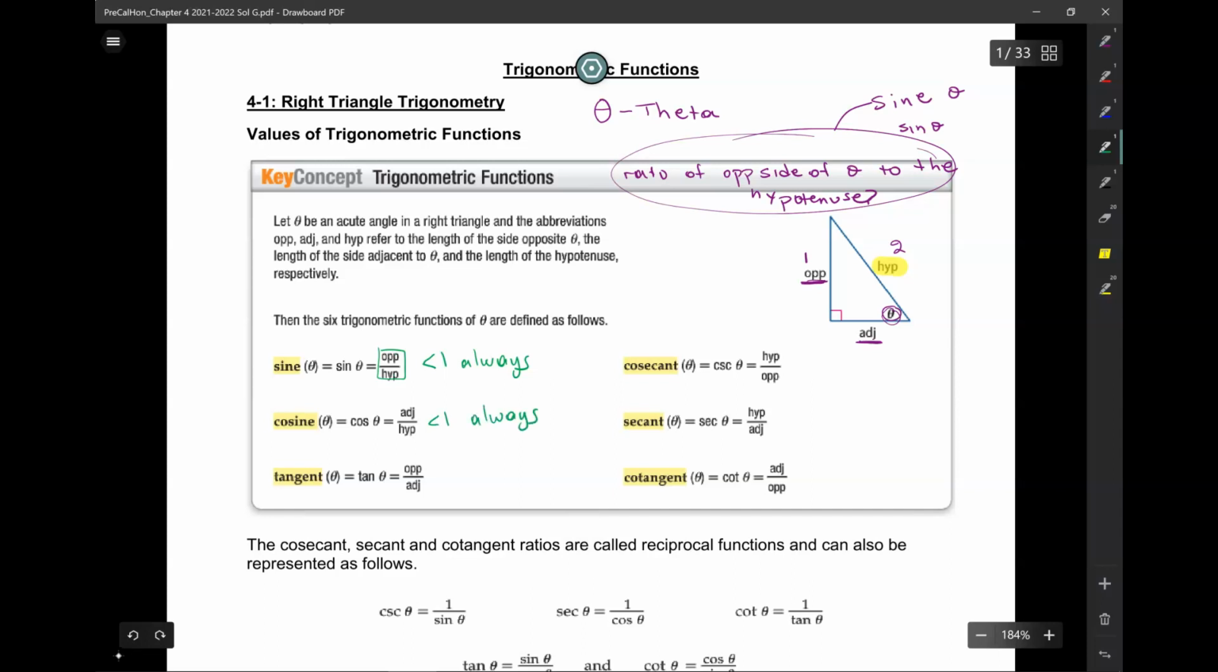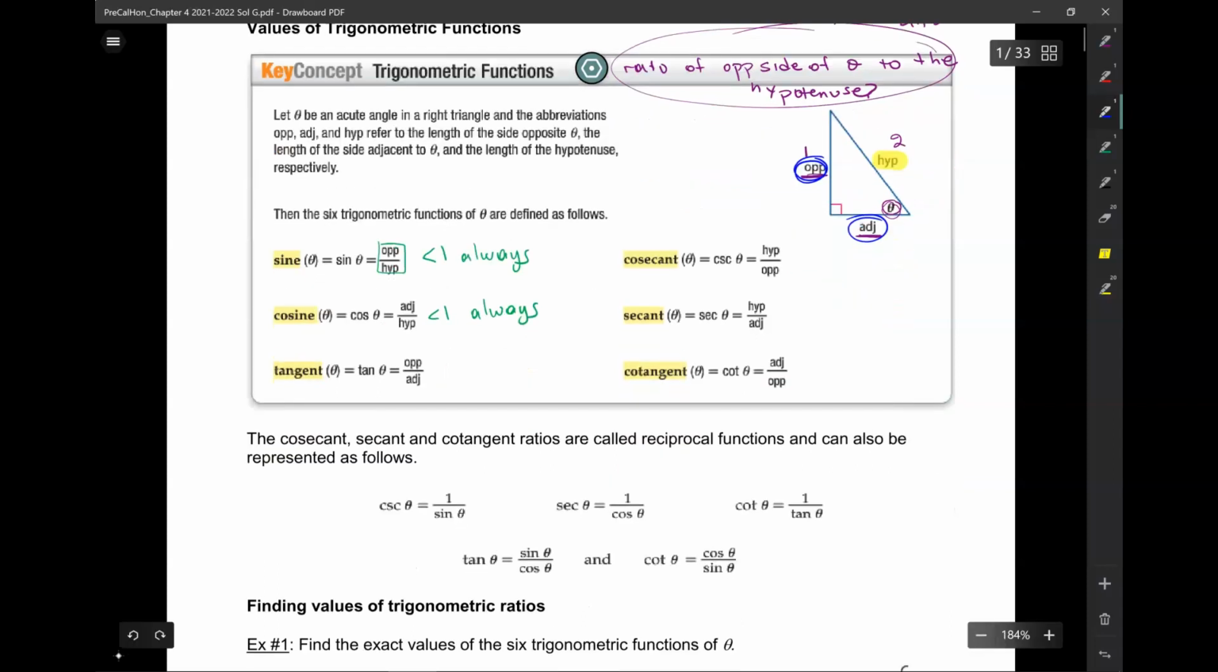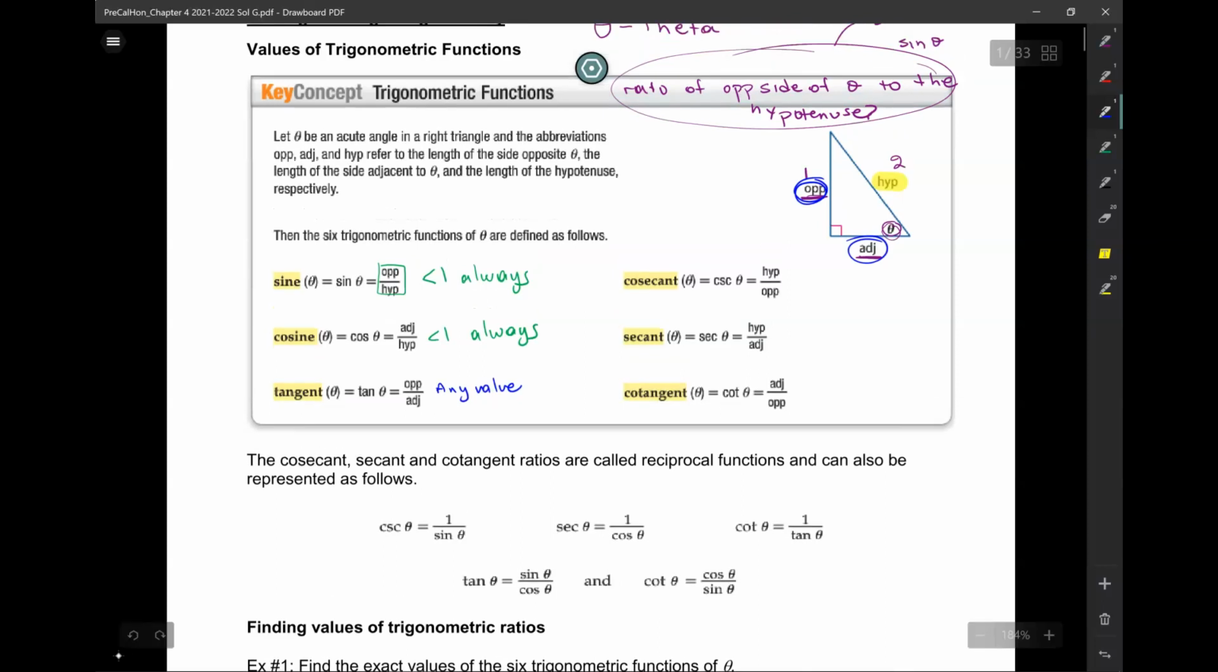Okay, so let's talk about the tangent. The tangent compares the opposite side to the adjacent. Is there a condition as to which of those legs must be greater than the other? No. So the tangent can have any value. Can these two legs be equal? Yes, so it can be 1. The ratio can be 1 to 1, or it could be 1 to 2, 2 to 1, whatever.